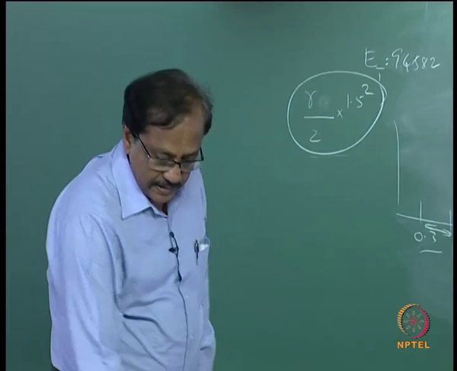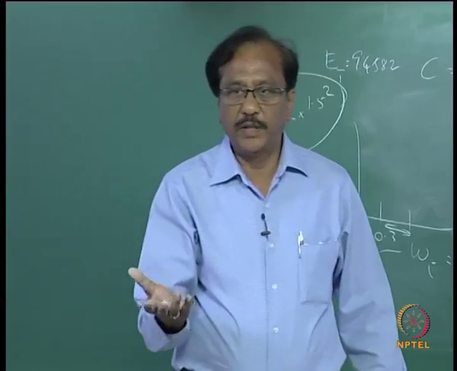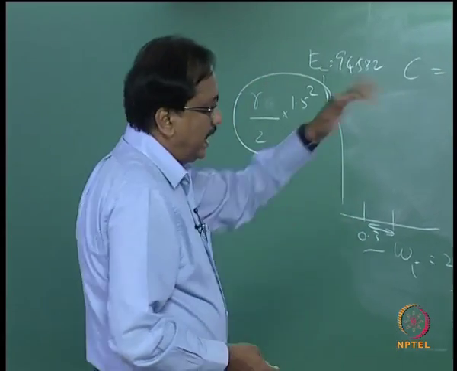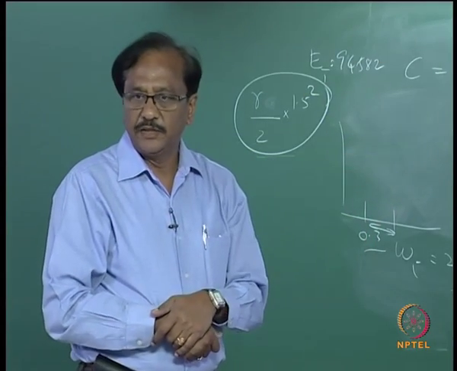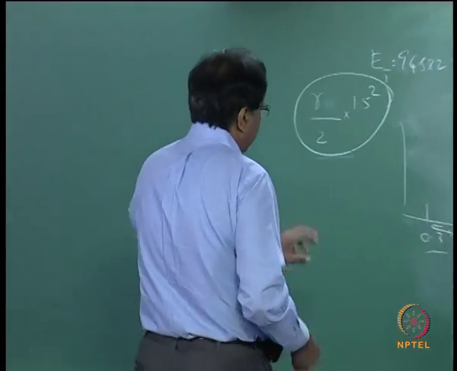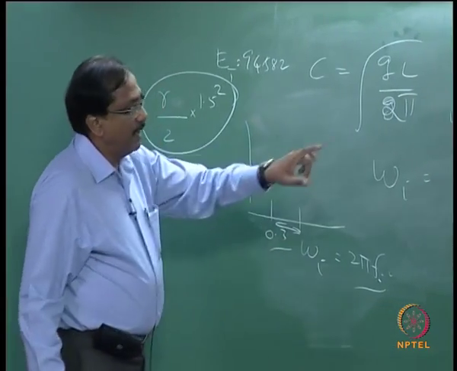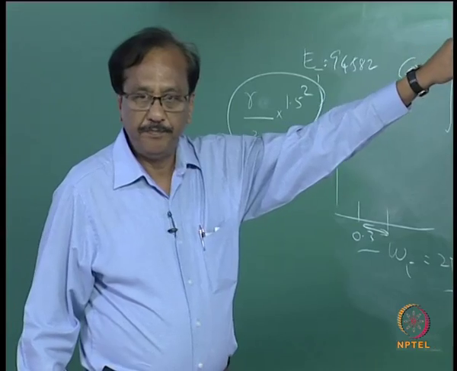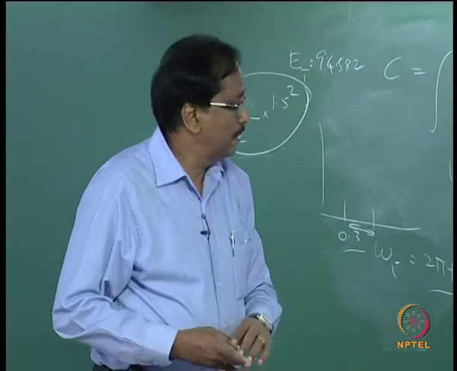Why do we do that? Because the area under the curve should be equal to the total energy. The total energy is nothing but the area under the spectral density curve, and that is why we have divided the individual energy component by the bandwidth and obtained the ordinates. Are there any doubts for any of you? Is it clear? Okay.